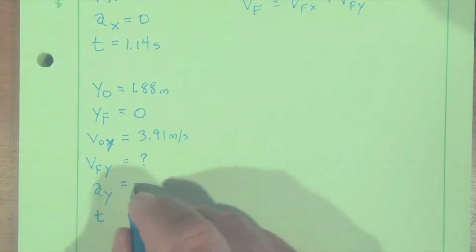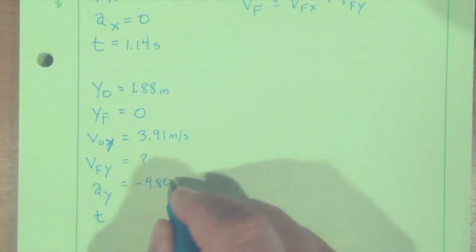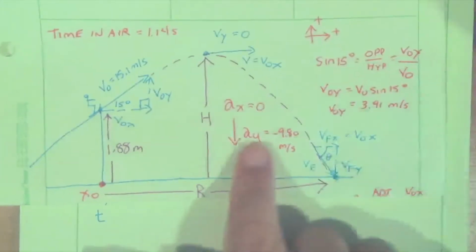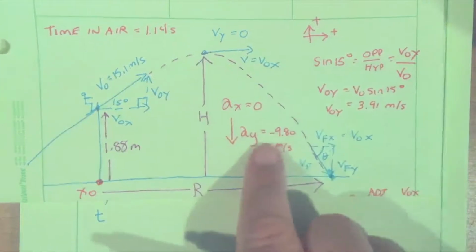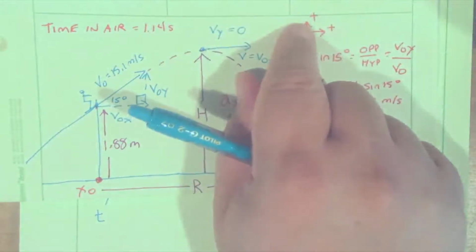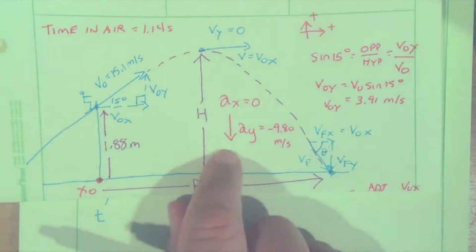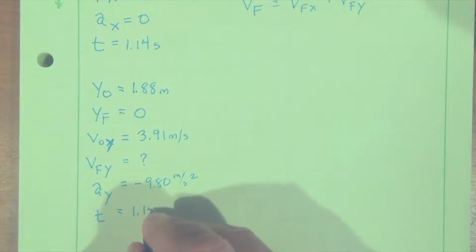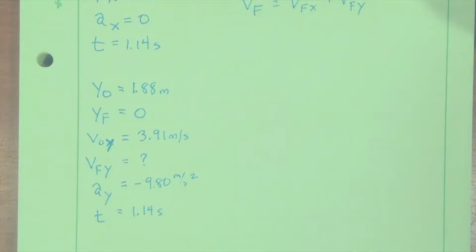The acceleration in the y direction is negative 9.8 meters per second squared. Remember, it is negative because we're calling up positive, and that acceleration is down. So in this situation, it's going to be negative. It's not negative in every situation, but since we're calling up positive, then this is going to be negative. And once again, the total time in the air is the same. Whether you're talking about vertical motion or horizontal motion, the total time in the air is the same.